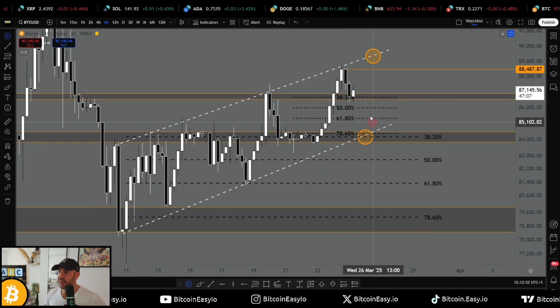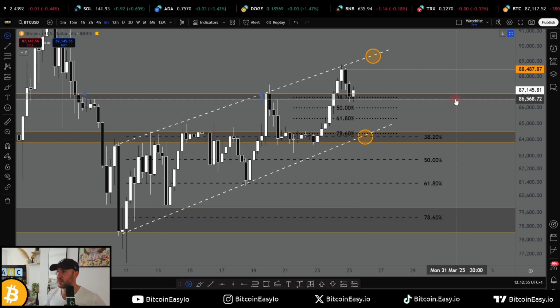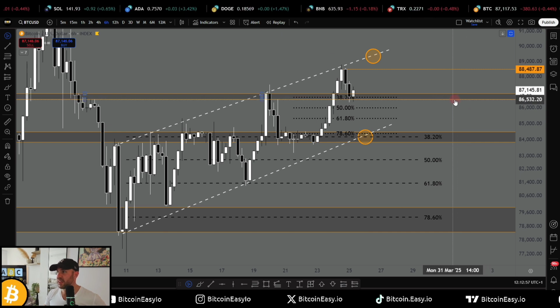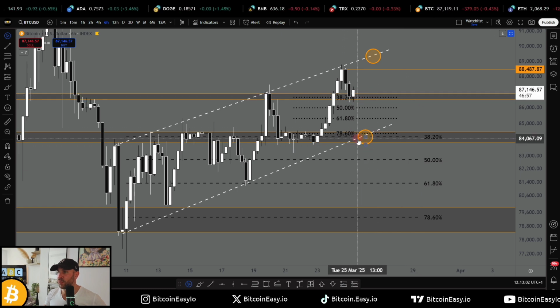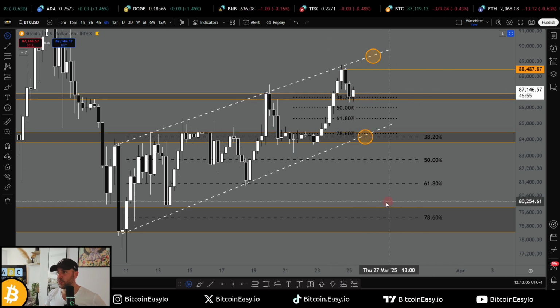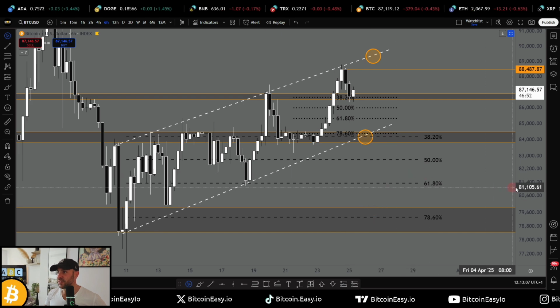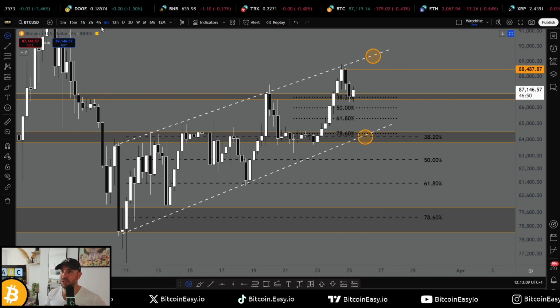So guys, I hope these levels are very clear. Here's the line in the sand, basically: 86,500. We don't want to start closing below there, or then we would see ourselves down here. And if that breaks, then of course, once again, we get down here. So these are the key areas, and these show up as well across the time frames.